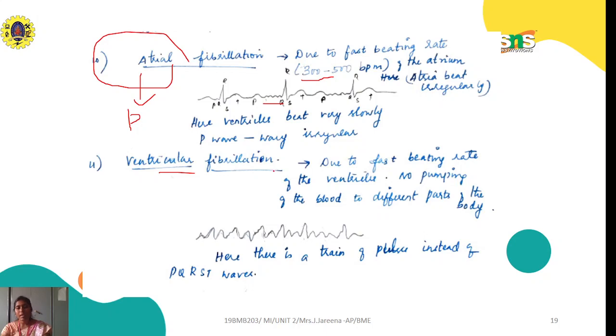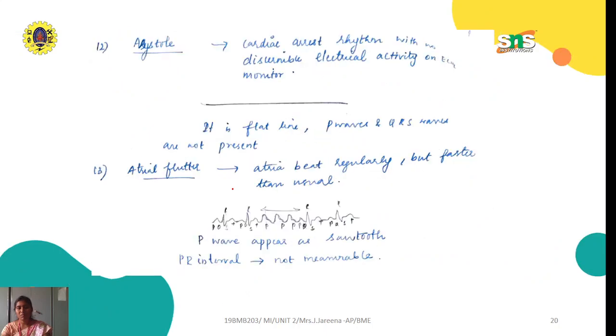Ventricular fibrillation is the irregular beat of the ventricles. If you see the ECG, only the QRS complex will be there. There is no other discernible part you can see in case of ventricular fibrillation. Even in the QRS complex, you will not be able to collect meaningful information. You can just see a train of pulses. If you have this waveform, then it is ventricular fibrillation.